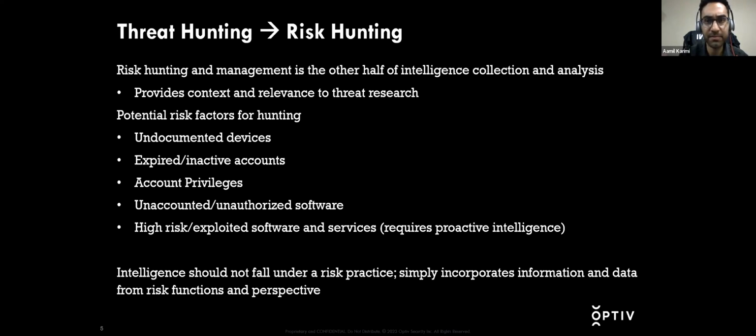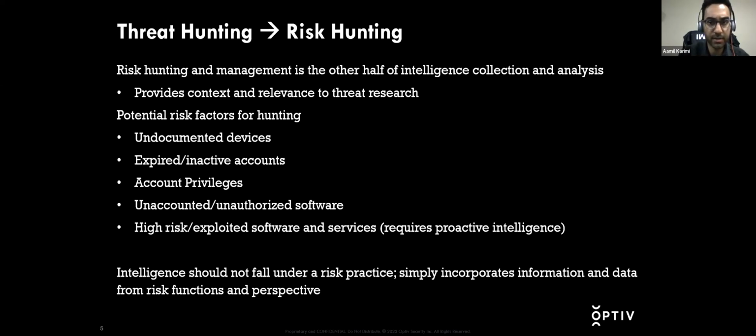So things like your undocumented devices, accounts that may have been expired or have just been inactive for a long time, the level of privileges for your active accounts. Do all of these users need to have access to all your directories, all your databases? Are they allowed to download anything and everything that they're wanting to download? Or are there restrictions to what they can do? And that goes into things like unauthorized software, as well as doing a little bit of vulnerability assessments.